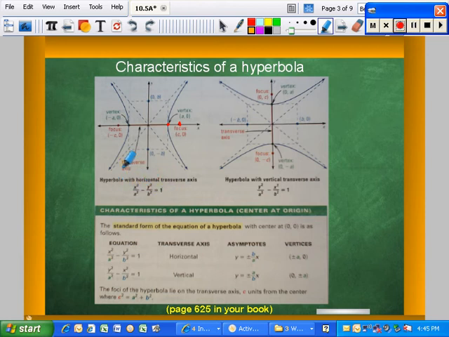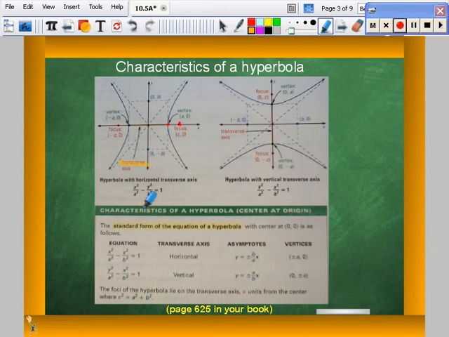How about this word right here, transverse axis? That's going to be this right here. This is a horizontal transverse axis for obvious reasons because it's going in the horizontal direction. And this right here would be, can you guess? You're right, it's vertical. So when you have a transverse axis, it will actually cut through the hyperbola. Keep that in mind when you graph because that will be a key factor in helping you to know which way your hyperbola is going to open.